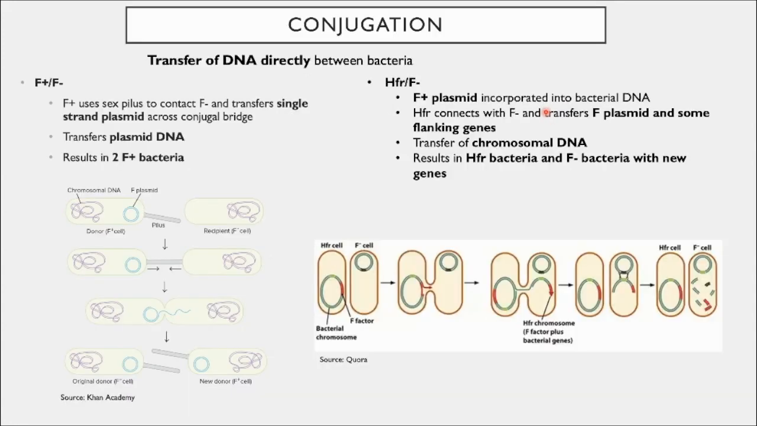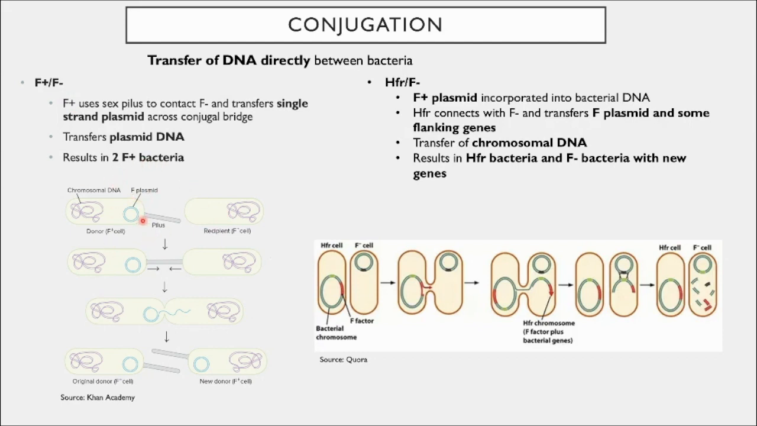Conjugation, on the other hand, is probably a much scarier concept to look into, but really it's actually pretty simple. I think of this as horizontal transfer of DNA directly between bacteria, essentially bacterial sex. It's not a one-to-one correlation, but it's pretty similar, particularly when you take into account the sex pilus. However, the basic way to think of conjugation is the F plus F minus form of conjugation. Pretty much all this means is one bacteria has a plasmid, in this case the F plasmid, and another one does not.